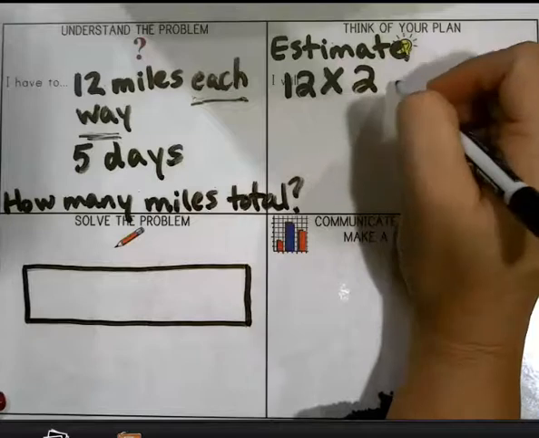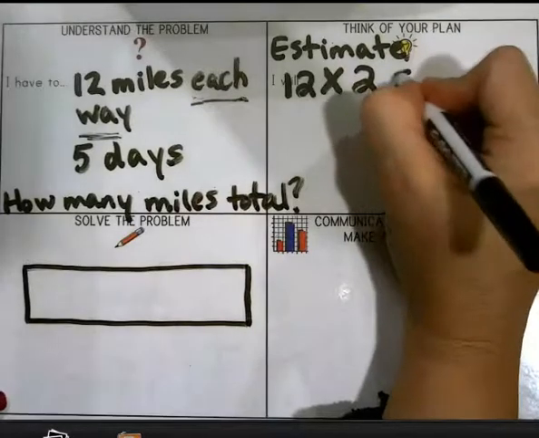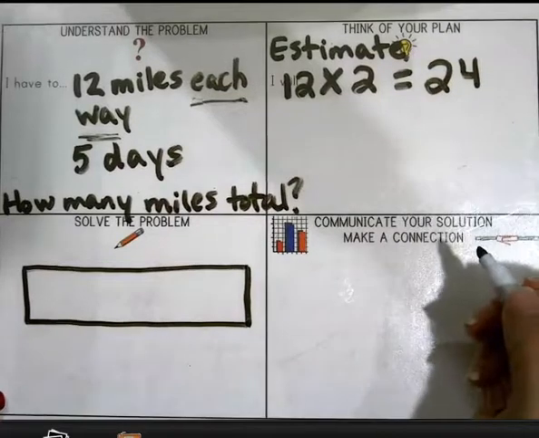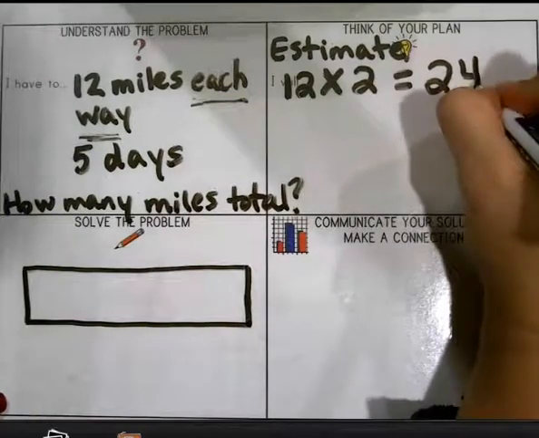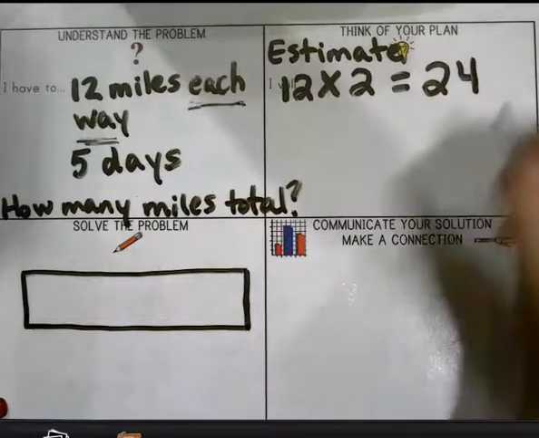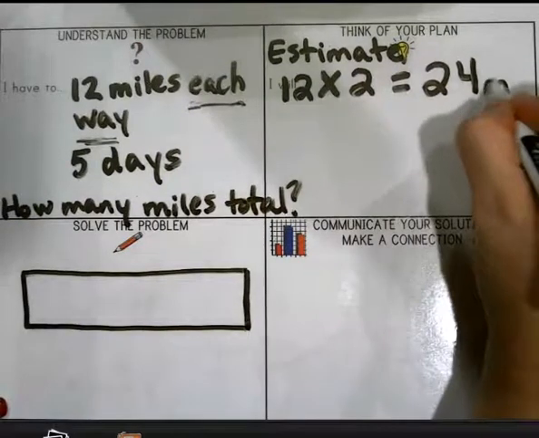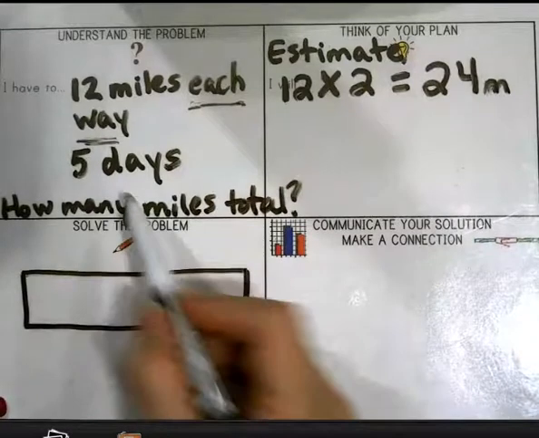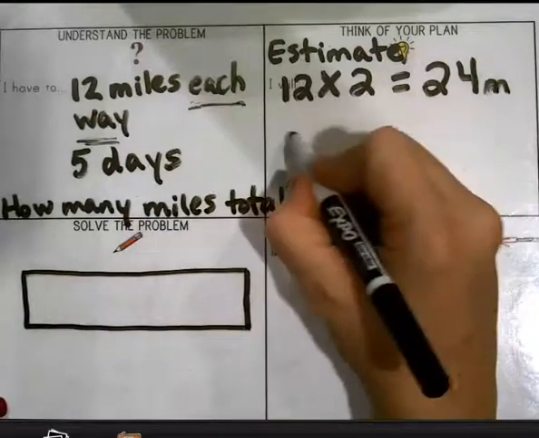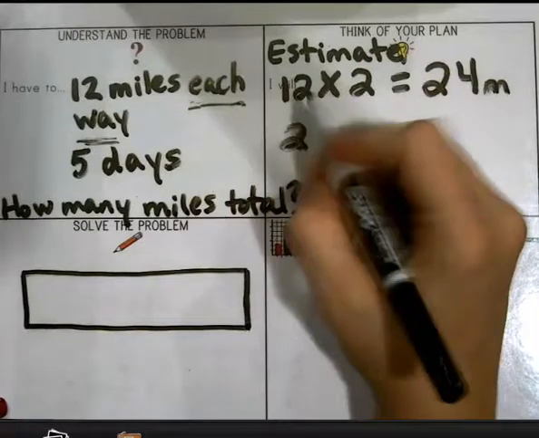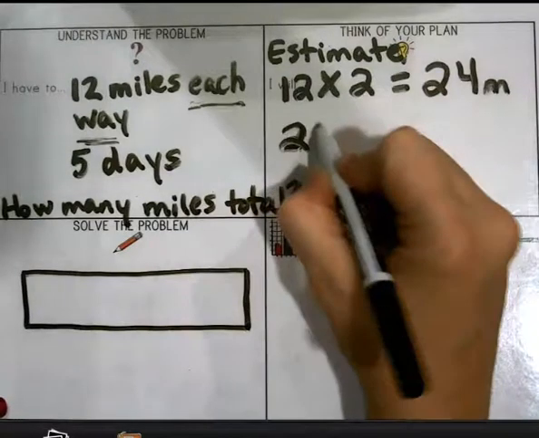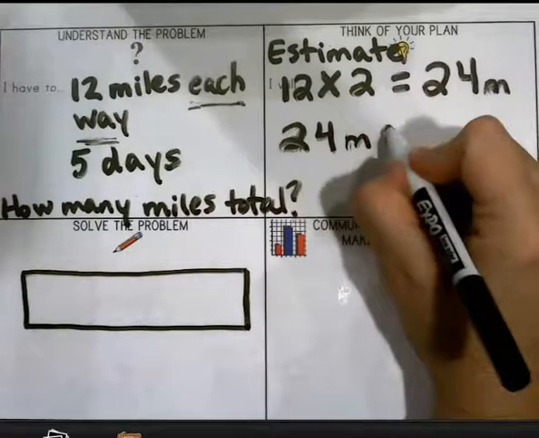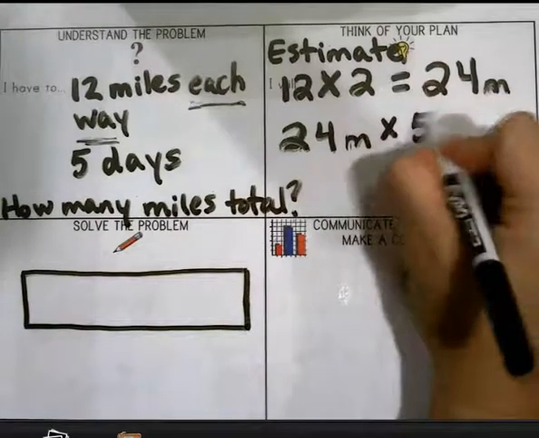So we know that 12 plus 12 is 24, or 12 2 times is 24 miles, right? Now, I'm doing it 5 days a week, so the next step would be to multiply that 24 miles by 5 days.